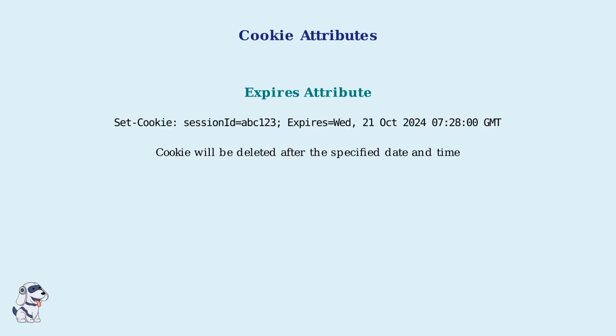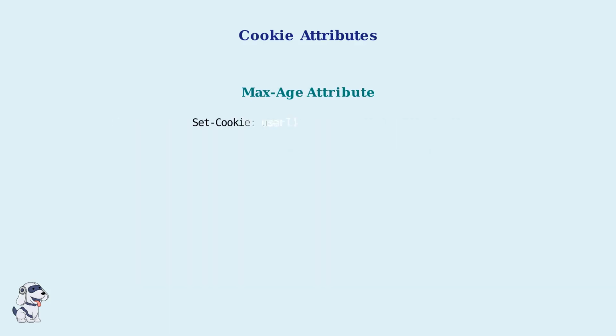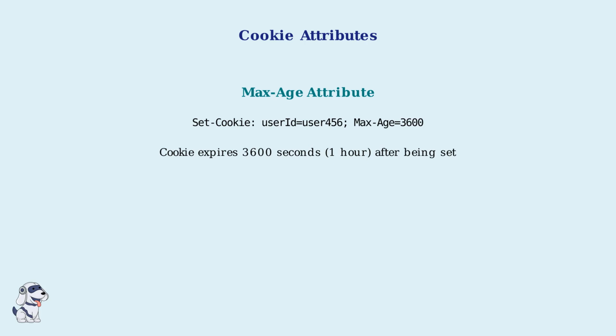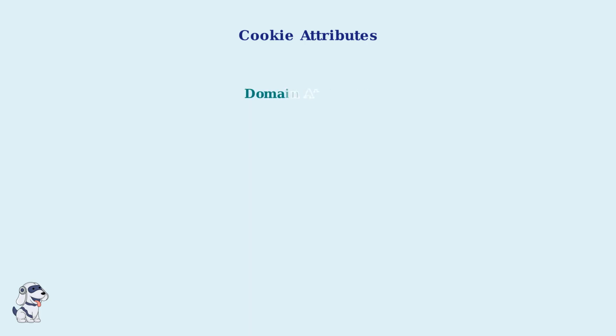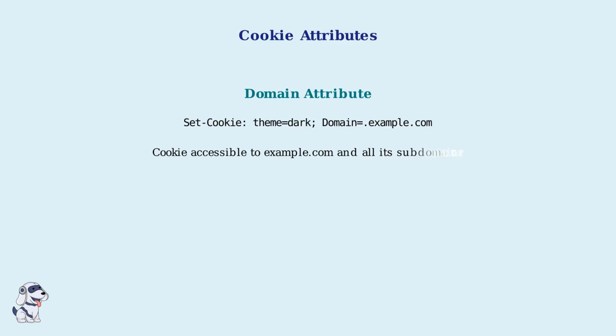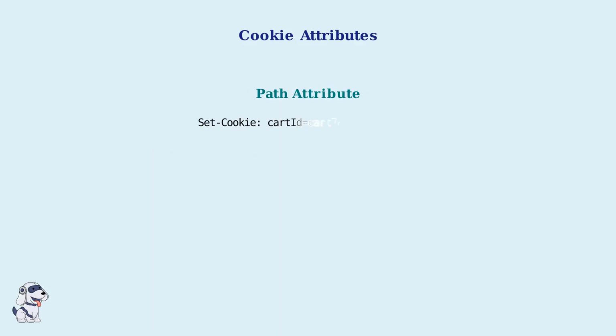Now let's explore the optional attributes that control cookie behavior. The Expires attribute sets an absolute expiration date for the cookie. The Max-Age attribute is an alternative to Expires. It specifies the cookie's lifetime in seconds from when it's received. The Domain attribute specifies which domains can access the cookie. If not specified, it defaults to the current domain only. The Path attribute determines which URL paths can access the cookie. It defaults to the current path if not specified.